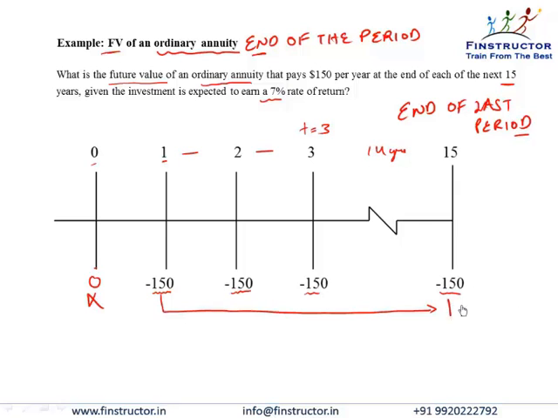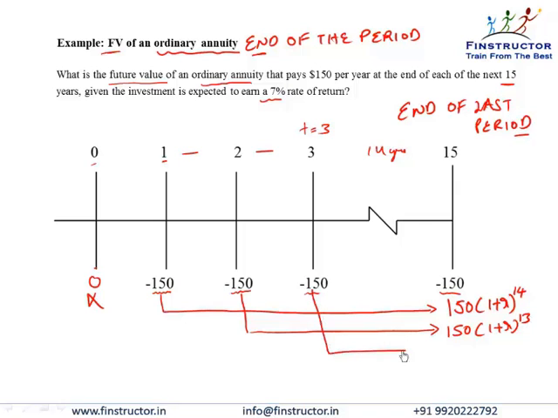So the future value will be the present value into 1 plus r raised to the power n. N in this case is 14. Likewise, for the second cash flow, it's not coming right away, it's coming 2 years later. So it'll get invested only for 13 years. Hence the value will be 150 into 1 plus r to the power 13, so on and so forth for all cash flows.